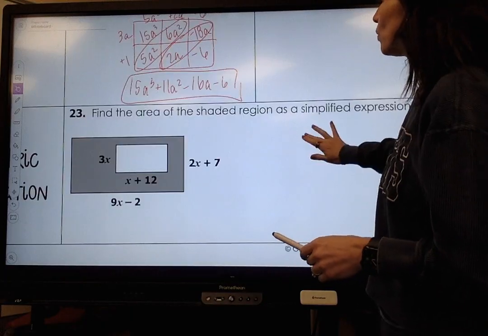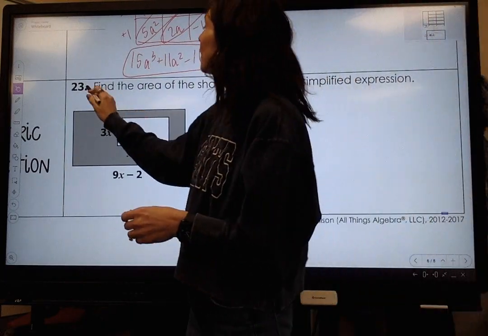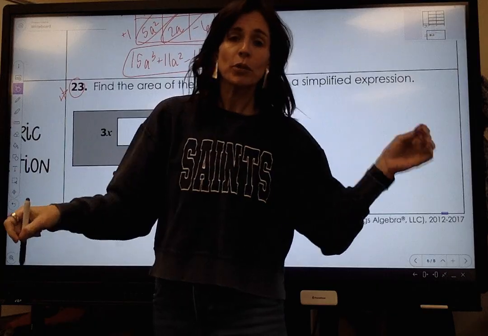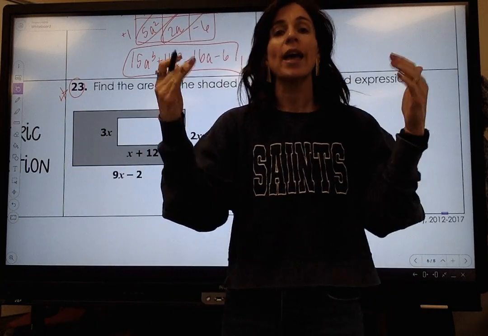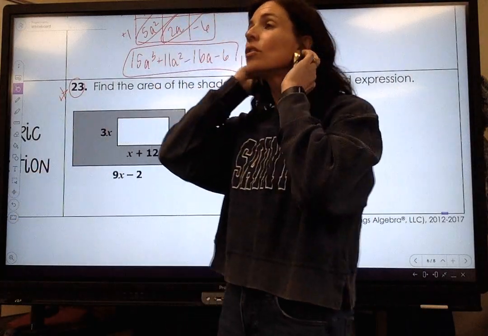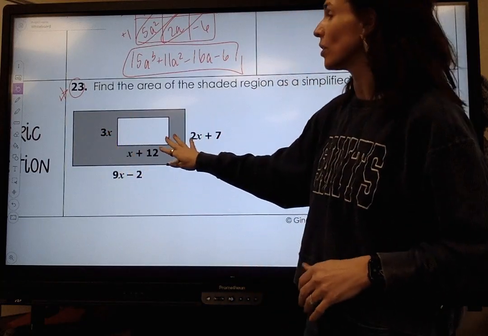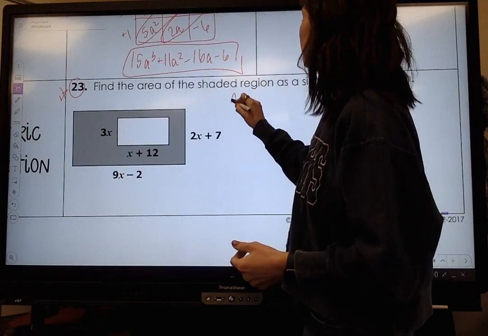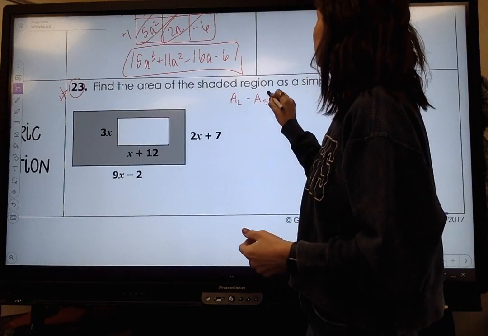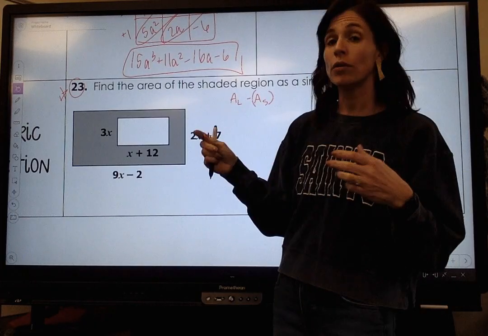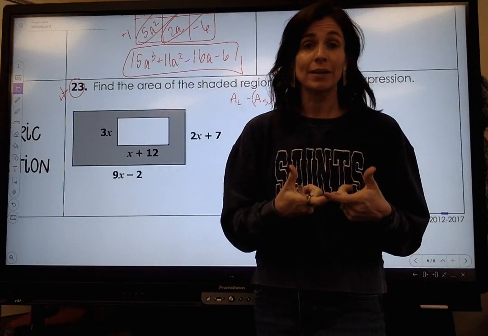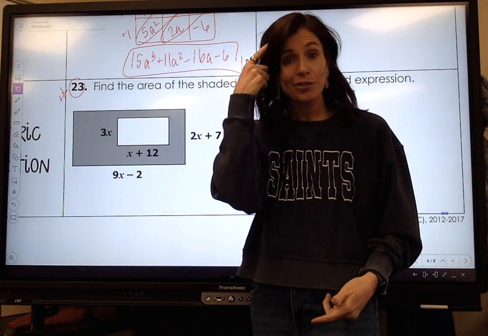Now, I want you to highlight number 23. There is a 100% chance that you're going to see these on every single quiz this unit. So remember the formula. If you are finding the area of the shaded region, all you have to do is take the area of the large minus the area of the small. Notice, put your area of the small in parentheses. It tells your brain you got to distribute.